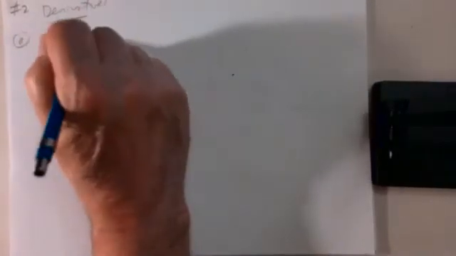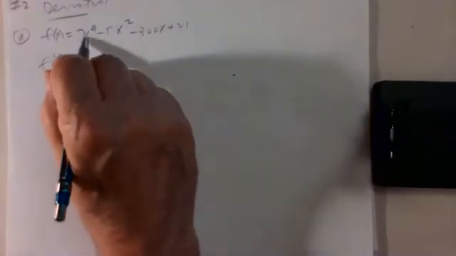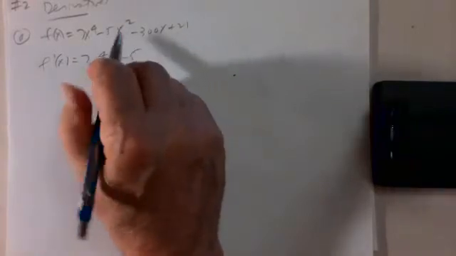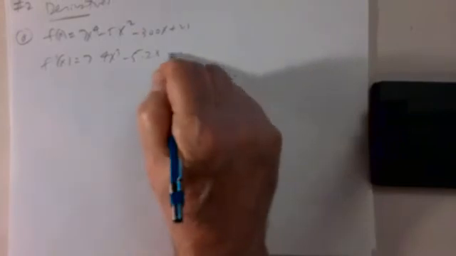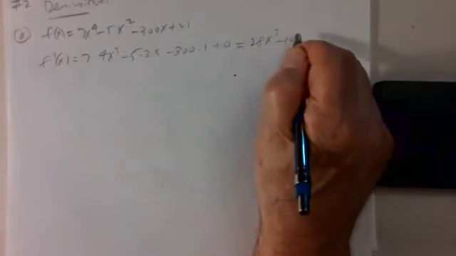Problem 2 is to compute some derivatives. So the first function we have is just a polynomial. F of x is 7x to the 4th minus 5x squared minus 300x plus 21. And when you differentiate, well, you're just differentiating a polynomial. It's 7 times the derivative of x to the 4th, which is 4x cubed, minus 5 times the derivative of x squared, which is 2x, minus 300 times the derivative of x, which is 1, plus the derivative of 21, which is 0. So this is just 28x cubed minus 10x minus 300. That's all it is.